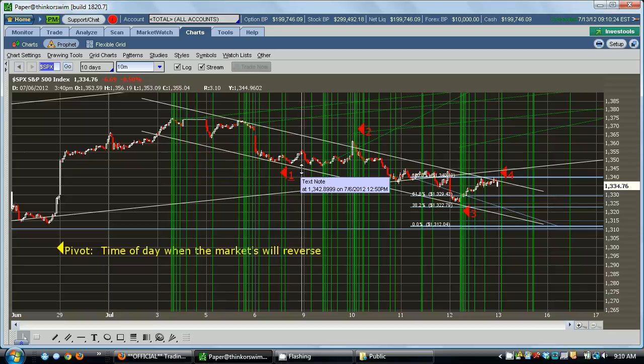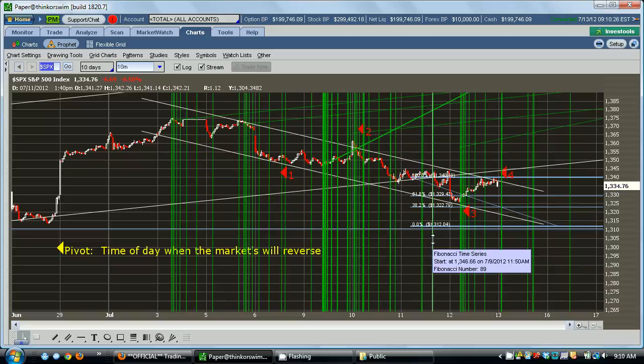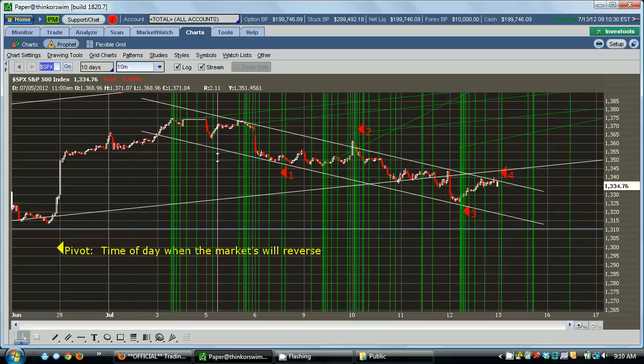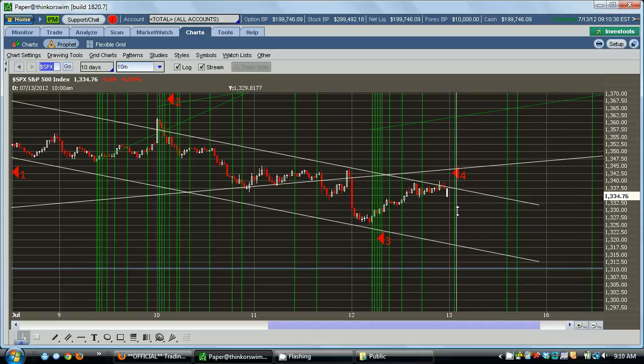of each of the waves from this Elliott wave channel. Okay, so I got my first one, second one, third one, and we really don't care what's going on in this area because that already happened. What we care about is what's going on in this area.